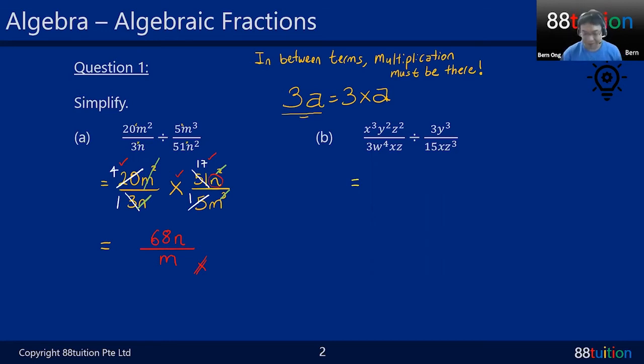All right. So looking at this, oh no, so many things. And they are all separated by multiplication. X cubed times y squared times z squared. 3 times y cubed. 3 times w to the power of 4 times x times z. All separated by times. Very safe. Can cancel.